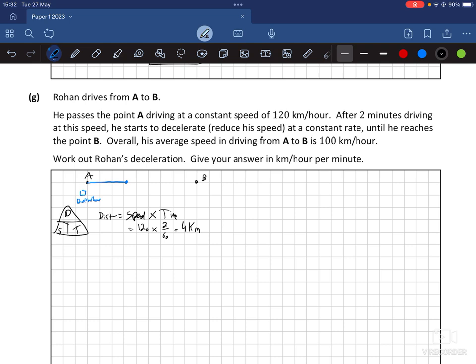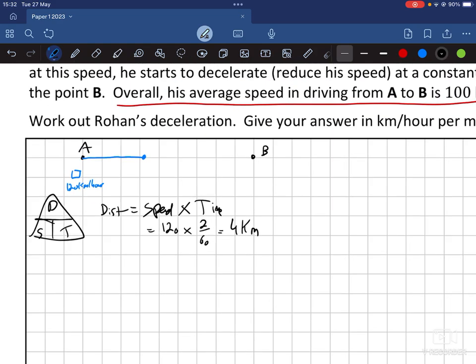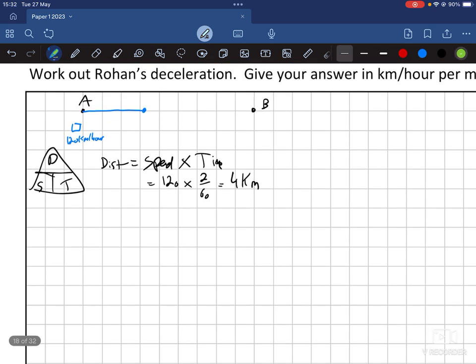Okay, this actually, I think we're going to have to use this piece of information here. Usually if they give you something, you're going to have to use it. Anyway, he's traveled 4 kilometers. After 4 kilometers, he starts to decelerate. So he's at this point here. This is where A is. This is where B is.